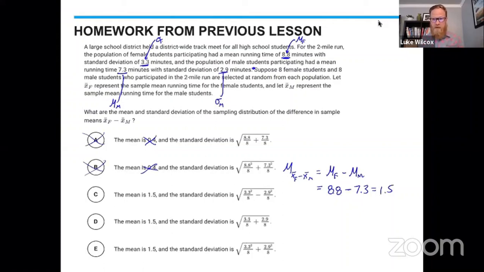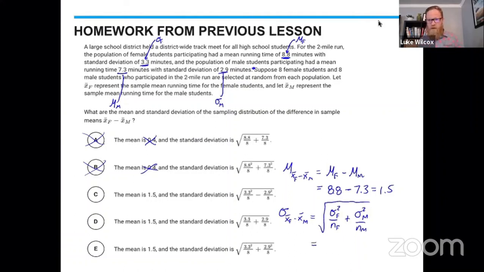Now it appears that we have to find the standard deviation in order to get the correct answer here. So in order to get the standard deviation of x bar sub f minus x bar sub m, remember, this is where we want to add the variances, okay? So if I take the variance for the females, that would be sigma squared f over n f, and then I'm going to add the variance for the males, which would be sigma squared m over n m, and that gives me the variance. But I want to turn that back into the standard deviation, so now I need to take the square root of that whole thing.